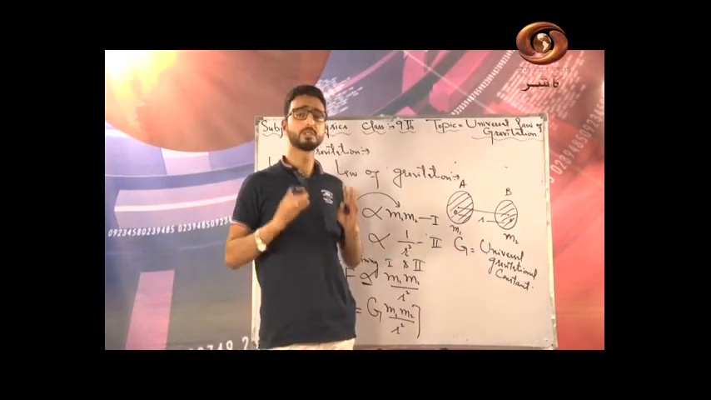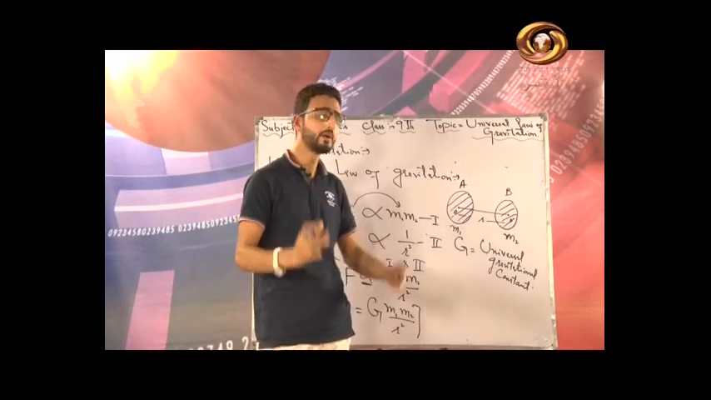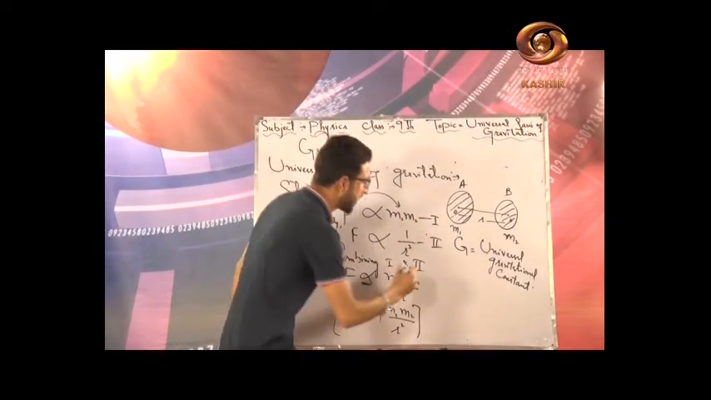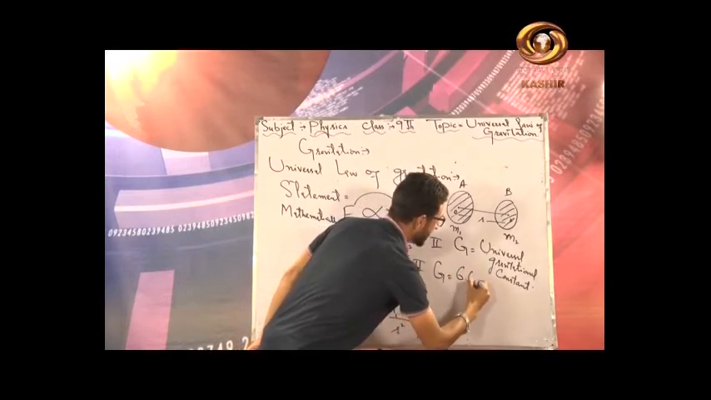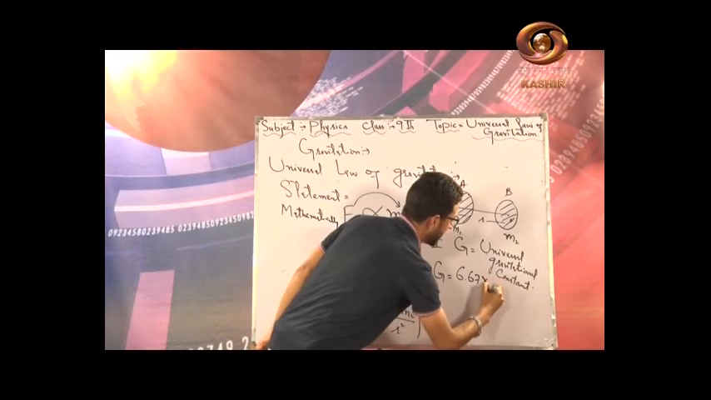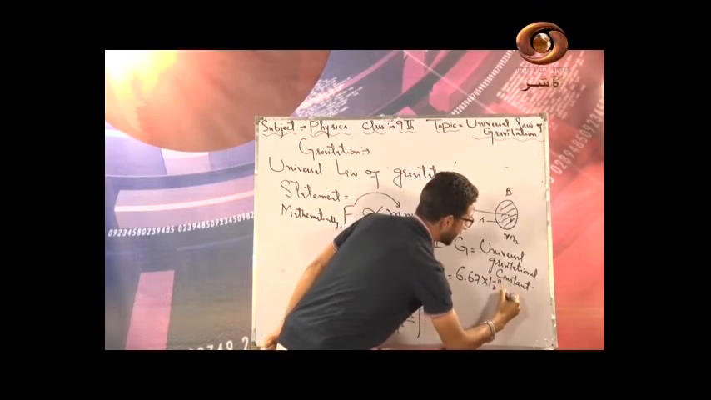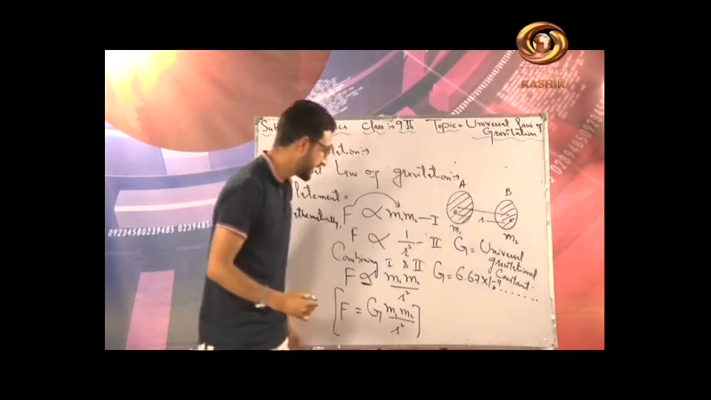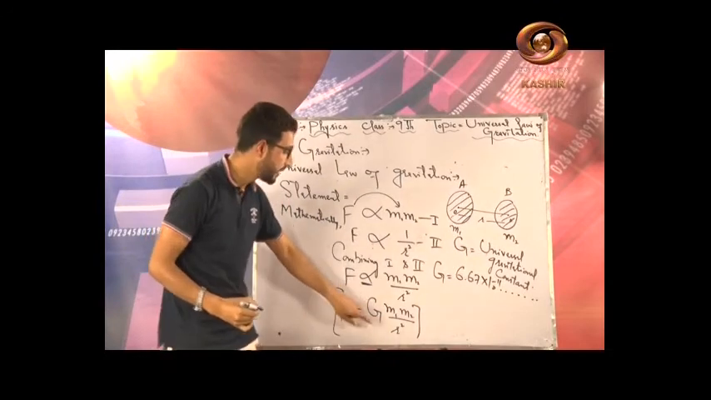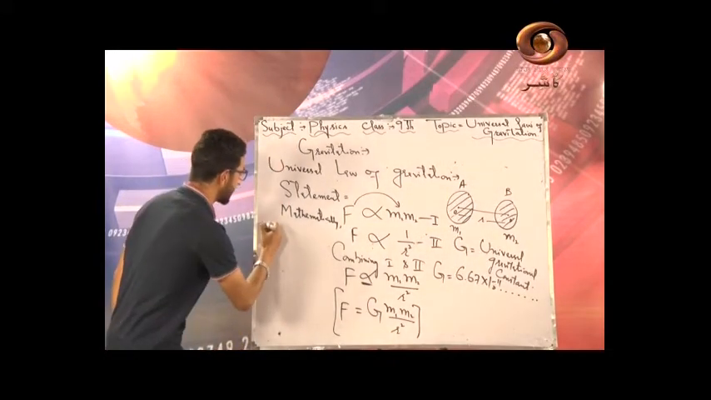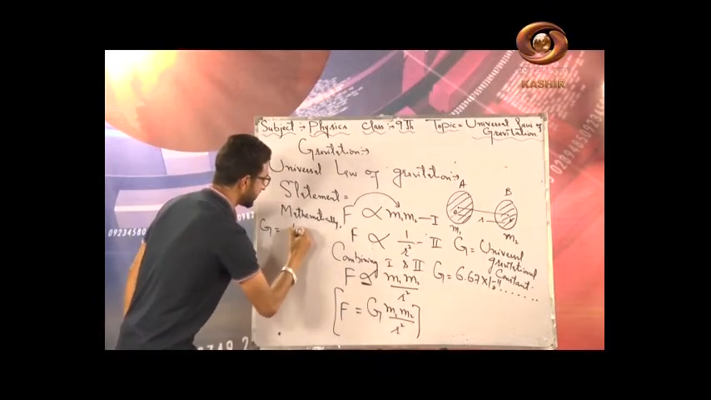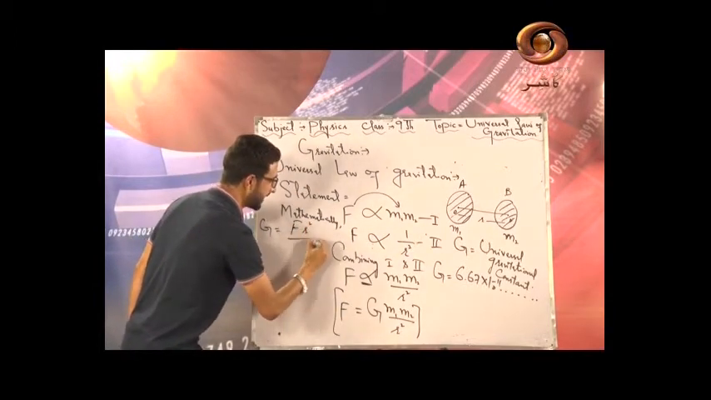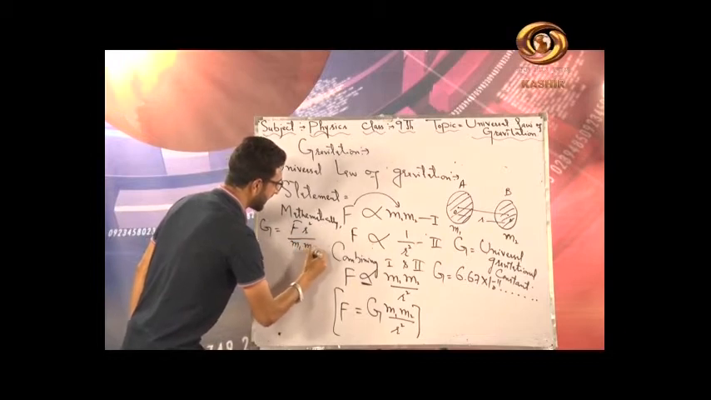But first I would like to tell you its experimental value. What is the value of this universal gravitational constant? It is 6.67 into 10 raised to the power minus 11. Now I can find the units from this formula. Here I can also write the expression of G as G is equal to F R square divided by M1 M2, right?